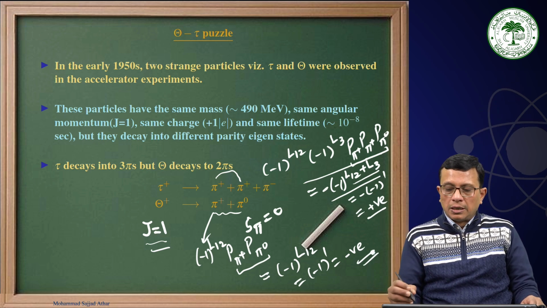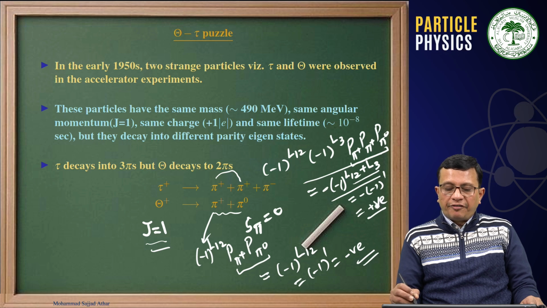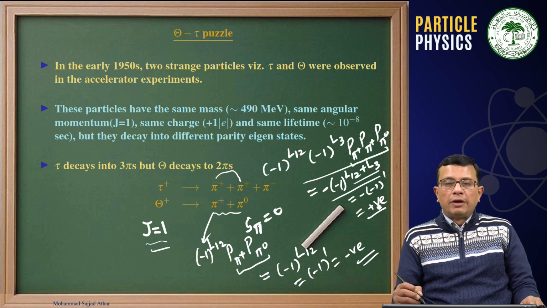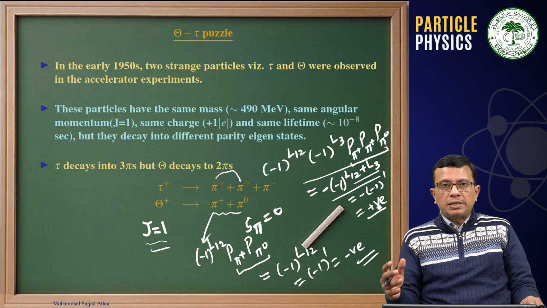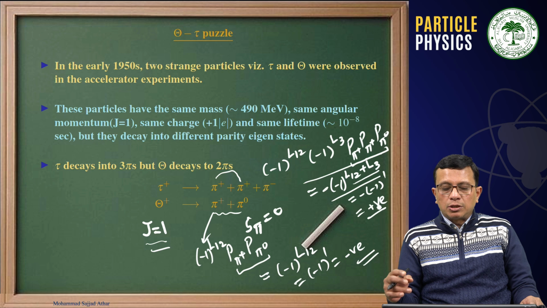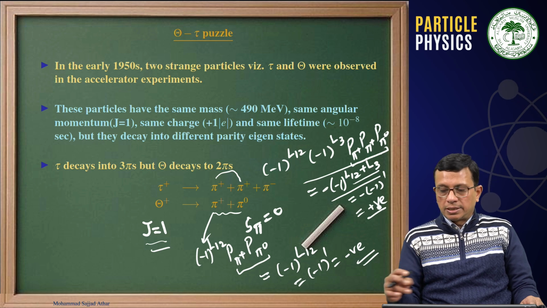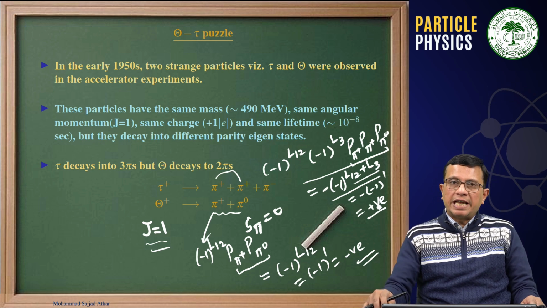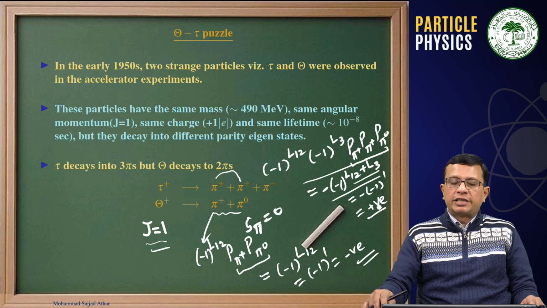Everything is fine. The parity for the first particle is positive, for the second particle is negative. That means one is decaying into a parity even state and another is decaying into a parity odd state, while having the same masses, same lifetime, same charges and same spins.